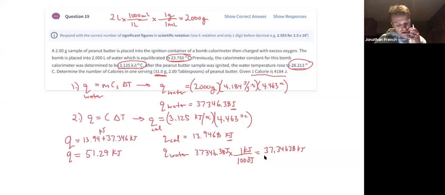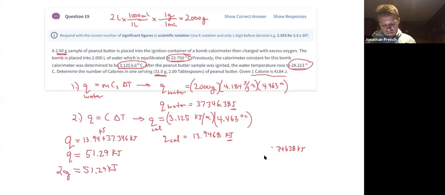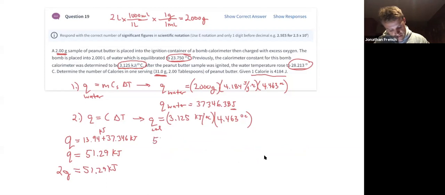All right, we've got 51 kilojoules that are released, and that came from the 2 gram sample. So we need to get this into units of calories. 2 grams of peanut butter gave off 51.29 kilojoules of energy. So let's put that into calories and then compare that to 31 grams. I know that we got 51.29 kilojoules.